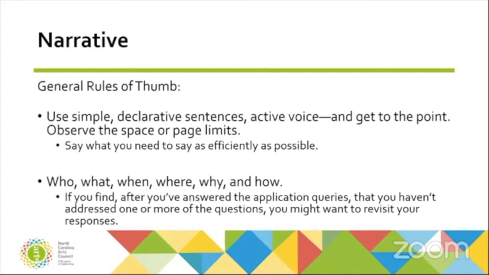Again, some general rules of thumb. Keep it simple. Use simple declarative sentences, use active voice, and get to the point. And when I say this in the most respectful way, the panelists are going to look at a lot of applications. So just try to be succinct, observe the space and page limits, and say what you need to say as efficiently as possible. And answer the 6 classic questions: who, what, why, where, when, and how. After you create a draft of your application, go back and reread it and see if you haven't answered one of these questions and make sure they're addressed.